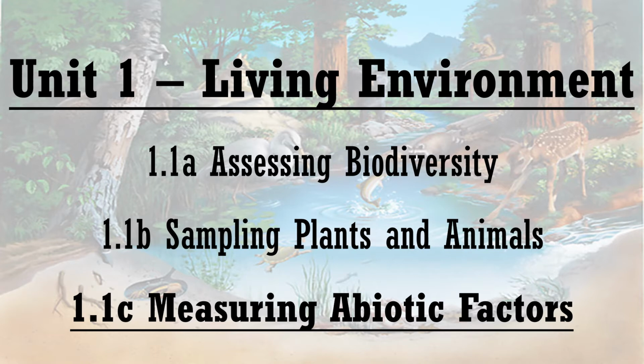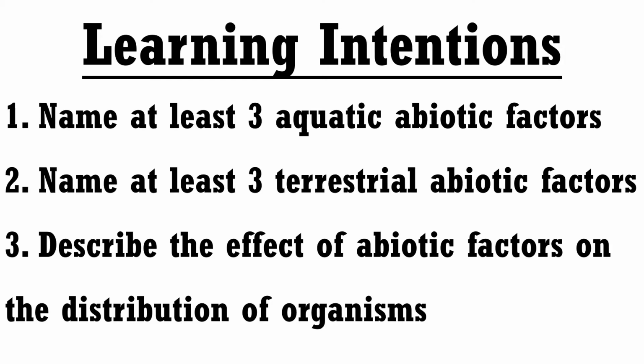We're just looking at various different abiotic factors. So this is the last bit of the first part of Unit 1, measuring abiotic factors. We'll go into a definition of abiotic factors in a minute, but what you need to do for this section of the course is be able to name at least 3 aquatic abiotic factors and at least 3 terrestrial abiotic factors. And then the important bit, I suppose, is describing the effect of abiotic factors on the distribution of organisms.